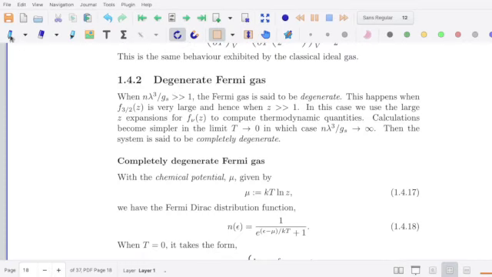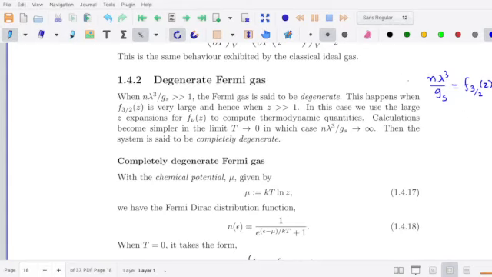degenerate Fermi gas. And we have already seen that n lambda cubed by g_s is equal to F_3/2(z). Now n lambda cubed by g_s very small corresponds to what is called the non-degenerate Fermi gas, and this occurs when the number density n is small and lambda cubed is small.